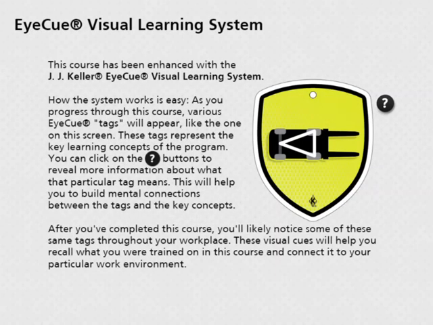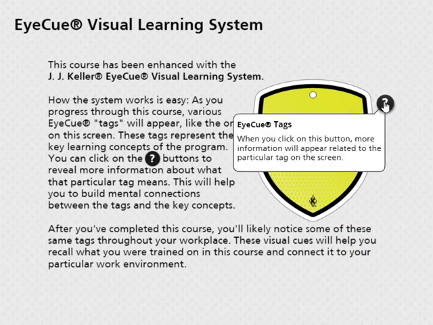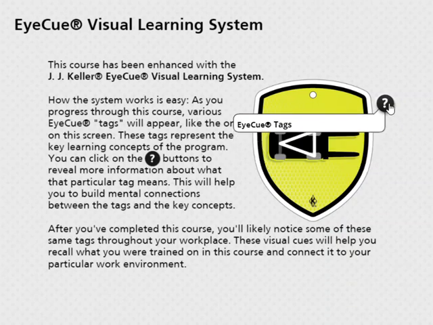This course has been enhanced with the J.J. Keller IQ Visual Learning System. How the system works is easy. As you progress through this course, various IQ tags will appear, like the one on this screen. These tags represent the key learning concepts of the program. You can click on the buttons to reveal more information about what that particular tag means. This will help you to build mental connections between the tags and the key concepts.